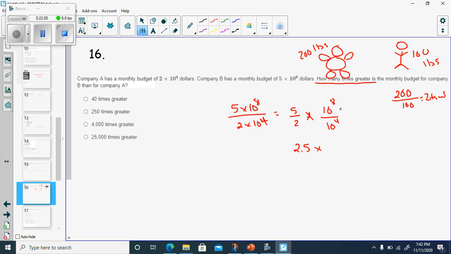And whenever I've got 10 to the 8th divided by 10 to the 4th, I have the same base, so I subtract the exponents because I'm dividing. That would be times 10 to the 8 minus 4, which is 4. 2.5 times 10 to the 4th. Well, let's change that because all of these are in standard form. I need to move this 4 places: 1, 2, 3, 4. That's 25,000 times greater.